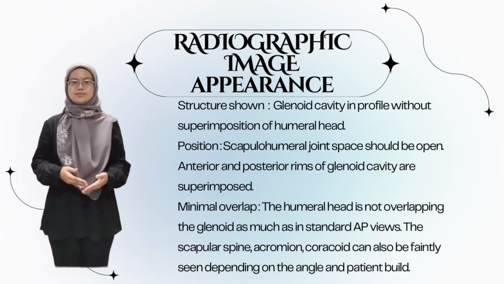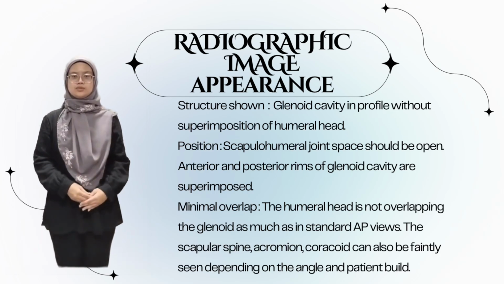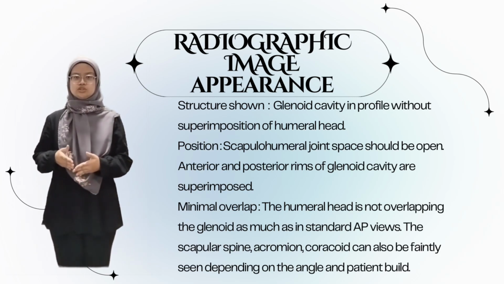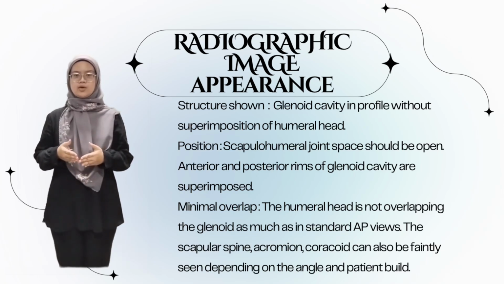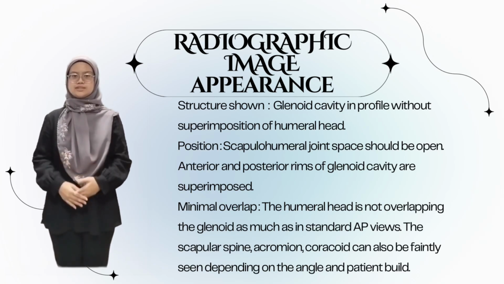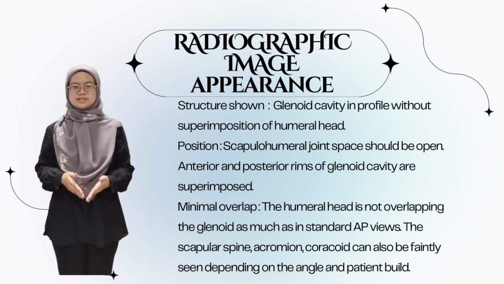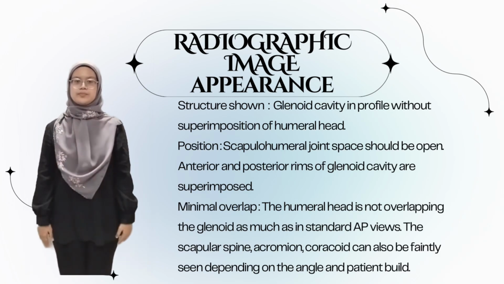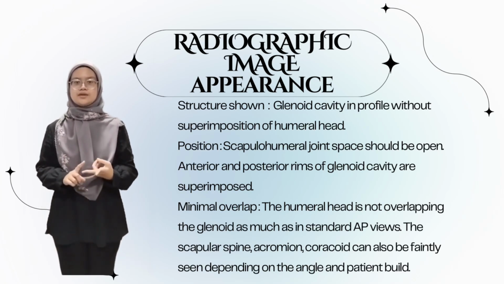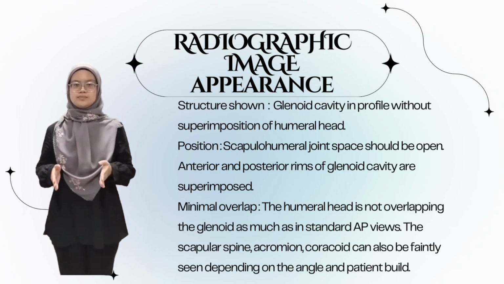Today, I would like to present about radiographic image appearance. The glenoid cavity is in profile without superimposition of the humeral head. The scapulohumeral joint space should be open. Anterior and posterior rims of the glenoid are superimposed. The humeral head is not overlapping the glenoid as much as in a standard AP view. The scapular spine, acromion, and coracoid can be faintly seen depending on angle and build of the patient.